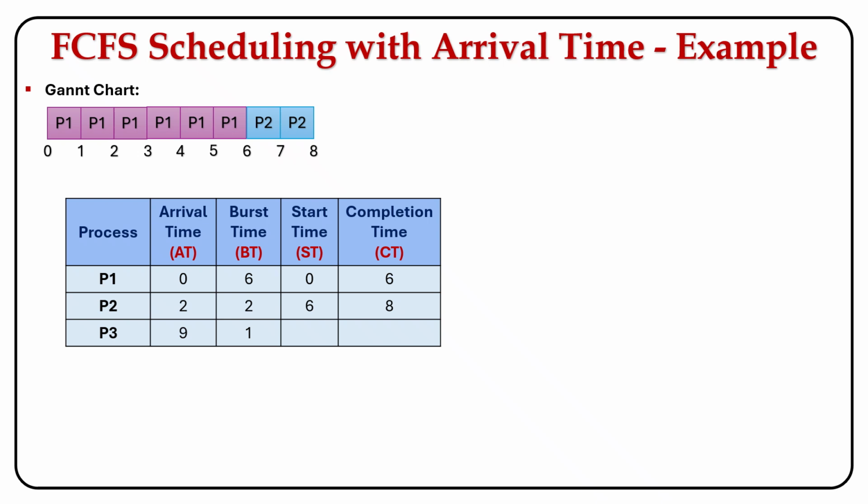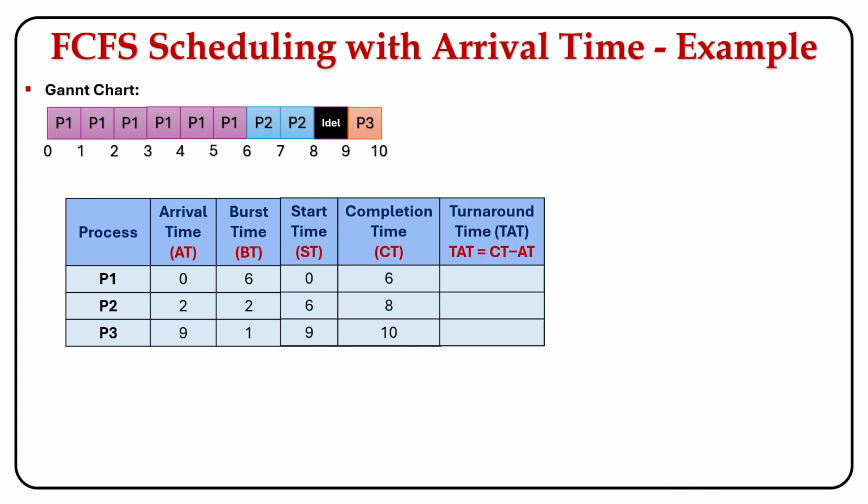Process P2 completes at time 8. No process arrived at this time slot, so the CPU is idle from 8 to 9. P3 arrives at time 9 with burst time 1. So P3 starts at time slot 9 and completes by 10. Therefore, the start time of process P3 is 9 and the completion time for process P3 is 10.